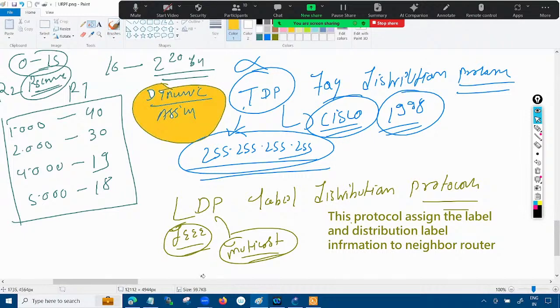Now you may have a question: can I assign the label manually, the static label? You can assign the static label. But in real-world production, we are not doing that. We are using the dynamic mechanism. But in some scenarios, you can do the static label as well. Just for your information, nothing else.